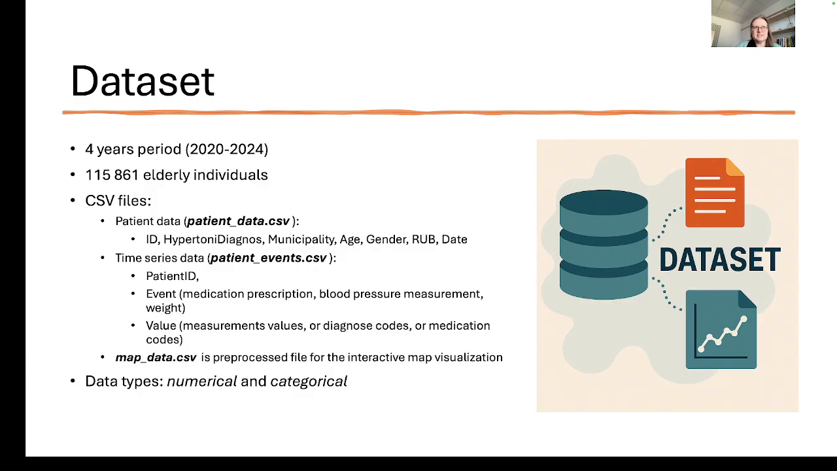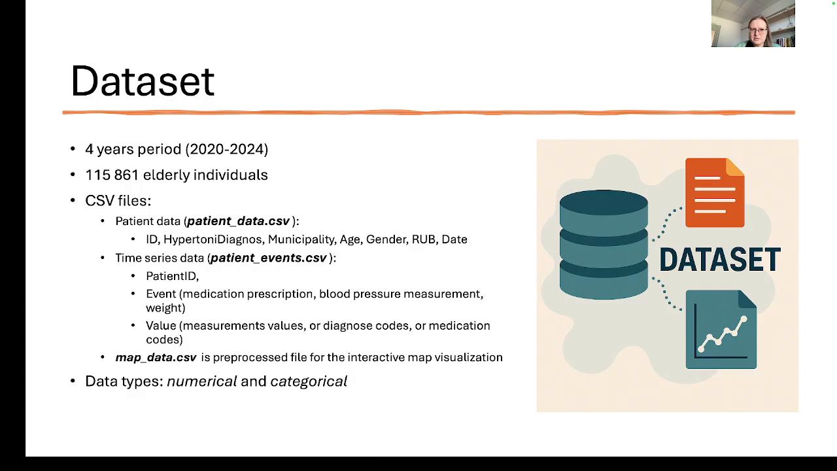Since we extract data from a database of electronic health records, we usually receive this data in CSV format, as CSV files. They cover a 4 years period from 2022 to 2024. There are in total 150,000 individuals, and they are all elderly people. And we have 3 data sets, 3 CSV files. So we call them 3 data sets.